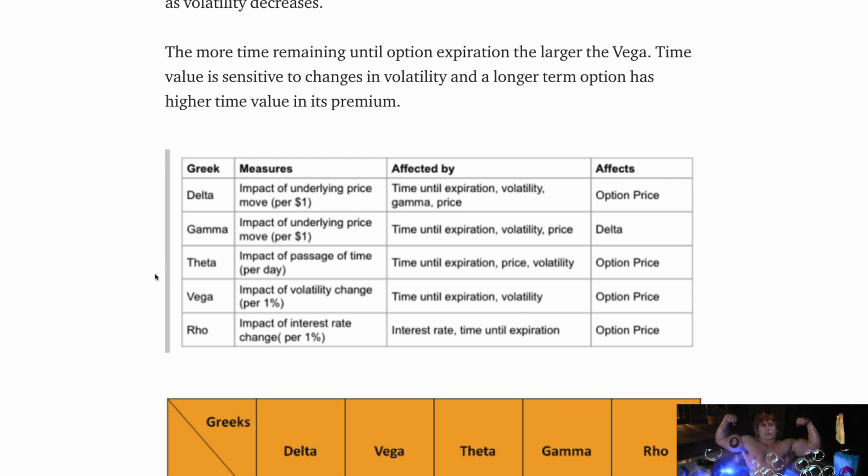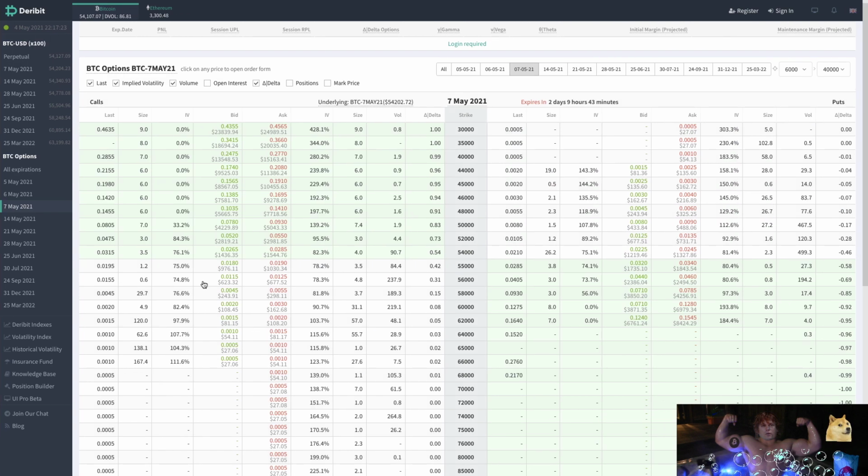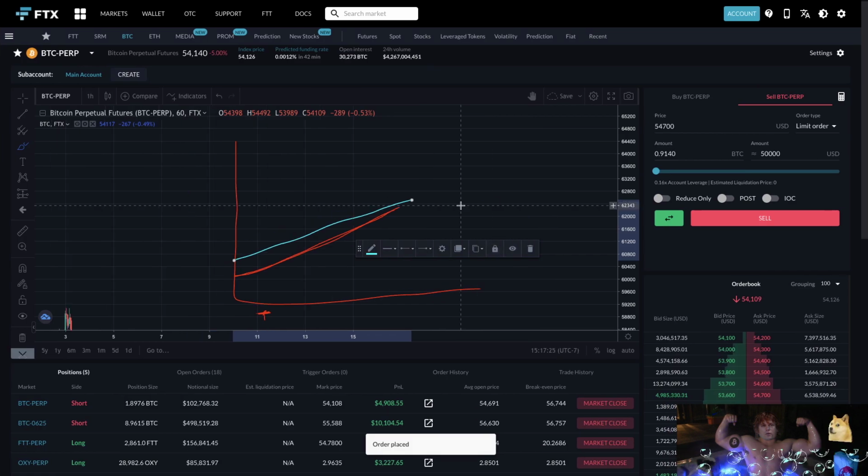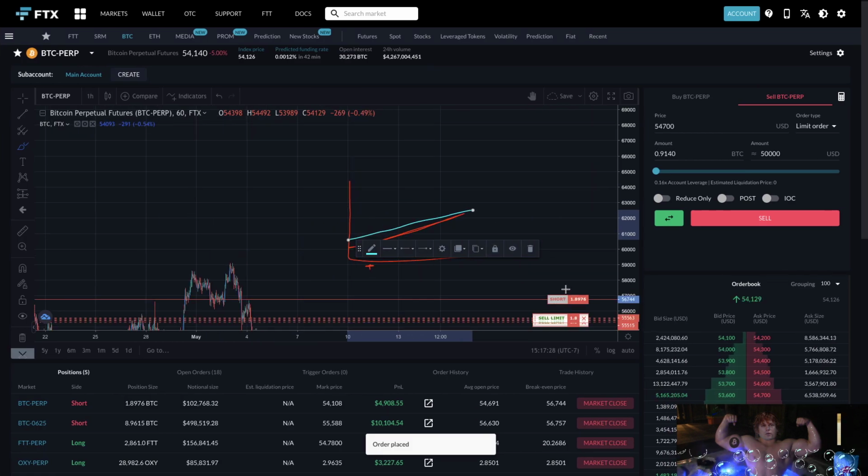Good? Lastly, Vega. So remember how we talked about how the volatility impacts the price? Volatility is the main driving factor behind the extrinsic value of an option. Volatility can change without anything else changing all throughout the day.